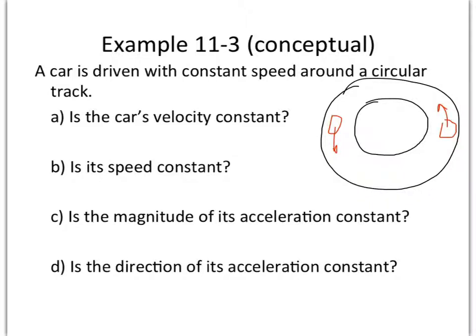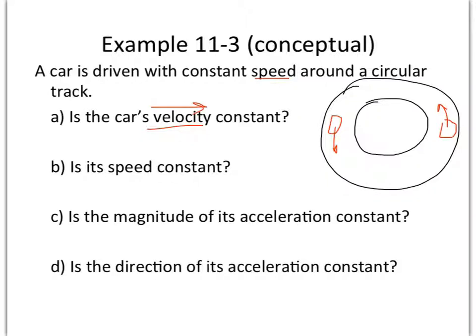The car is being driven with a constant speed around a circular track. All right, we say constant speed. Couldn't we say constant velocity? Yes or no? Well, remember that velocity is a vector, all right? And that means that it has a magnitude and a direction.